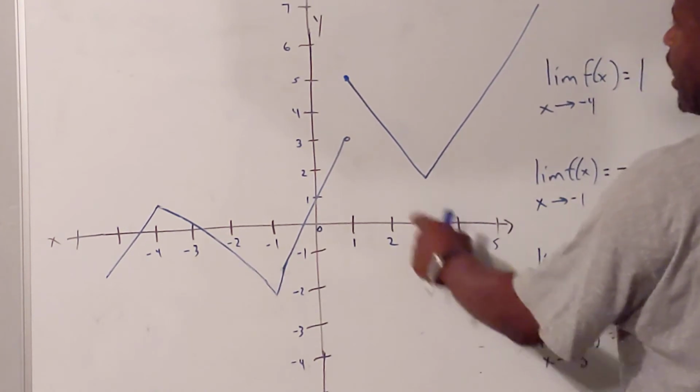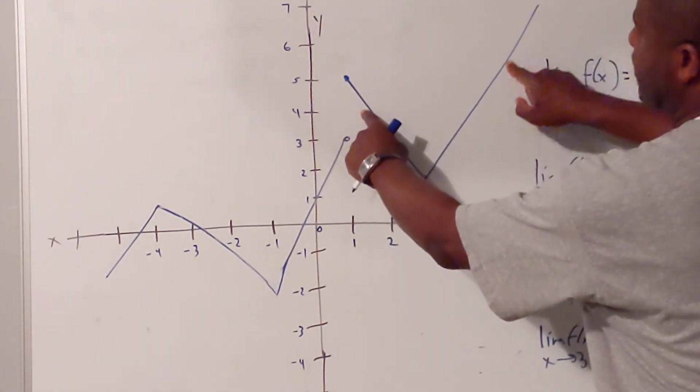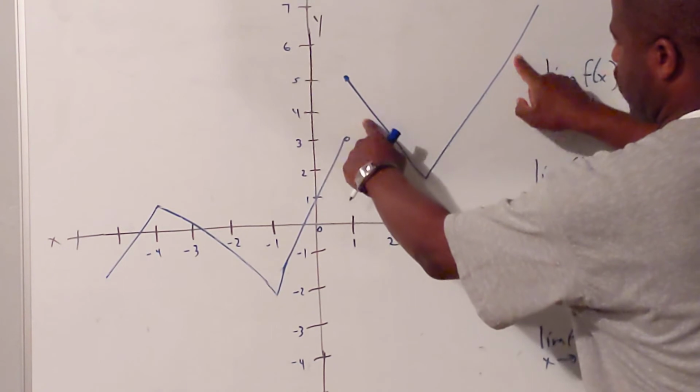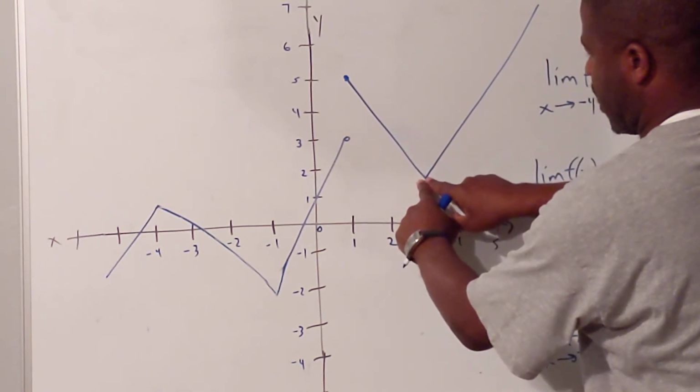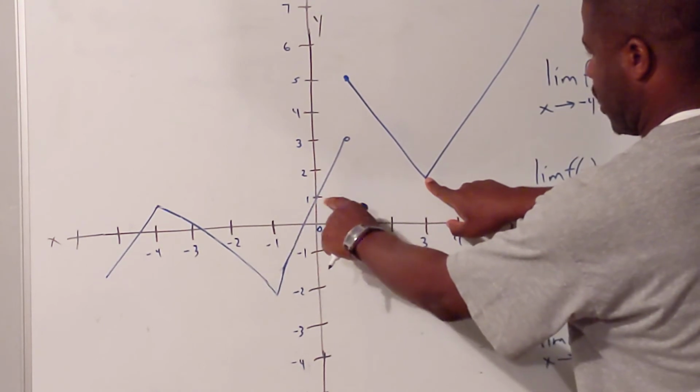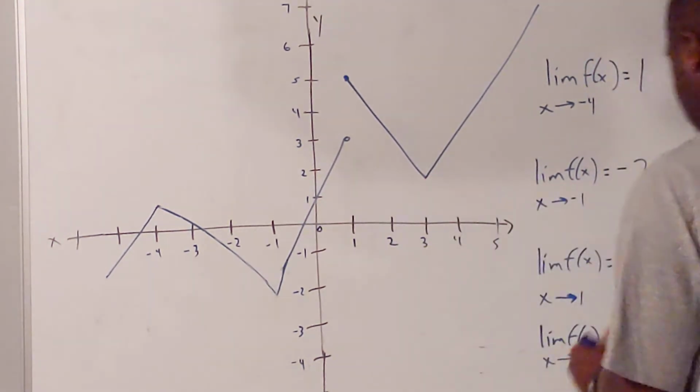In this last one, we have the limit of the function as x is approaching 3. This is our 3. I'm coming from both sides. Do they meet? Yes. And that is coming down to what? They meet at a common point, and we look over, it is about +1.